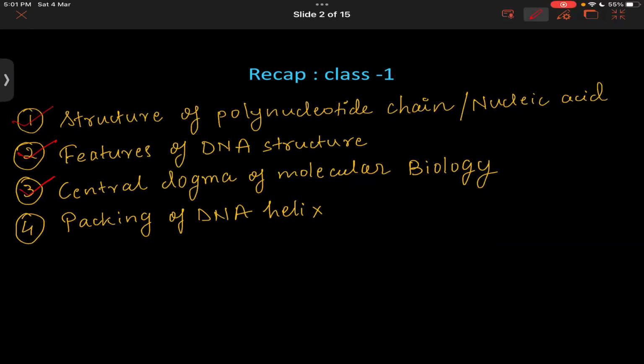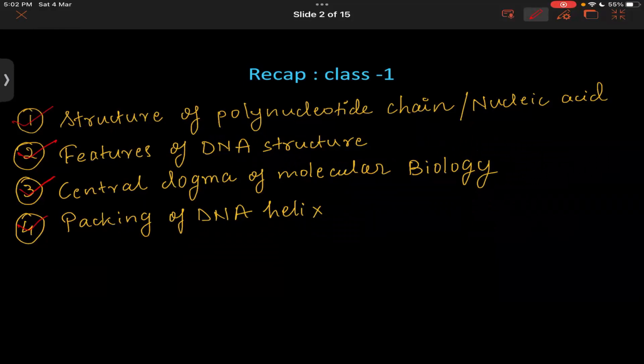And lastly, we talked about how such a long strand of DNA, like in humans, the length of the entire DNA is around 2 meters, and how it is packed in such a way that it can be accommodated in the nucleus, which is only 1 micron in size, right? So the packing happens in a hierarchical manner, right? So we also discussed that.